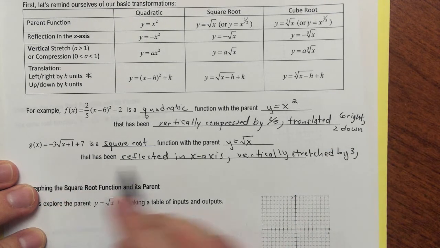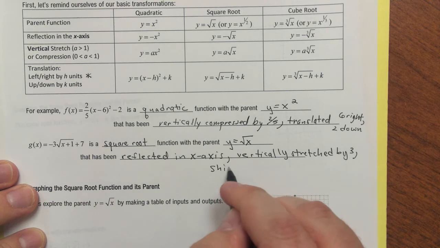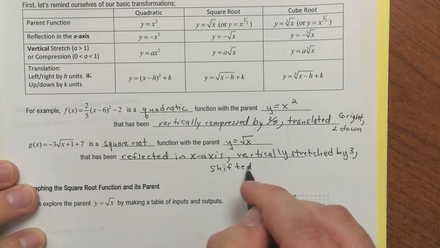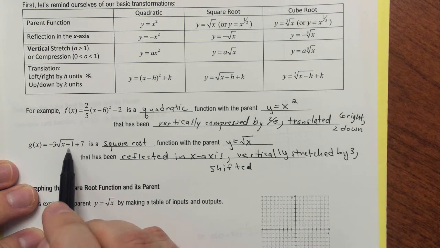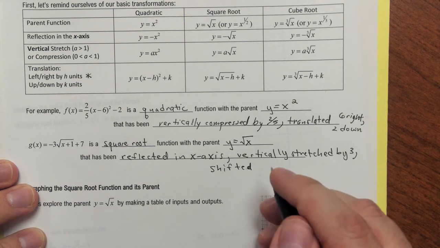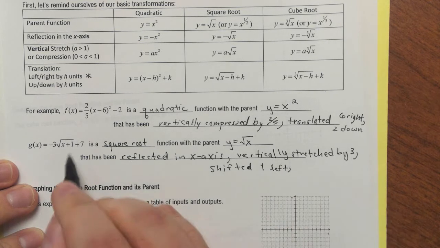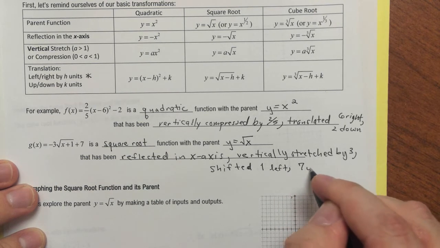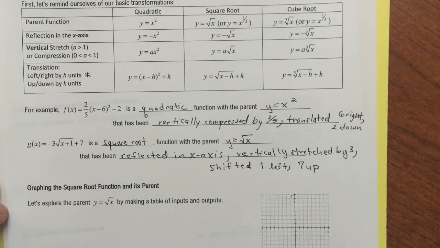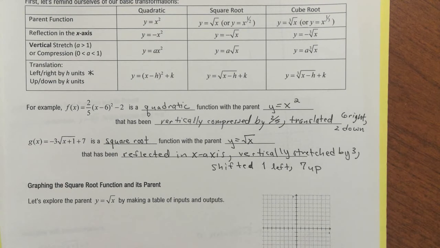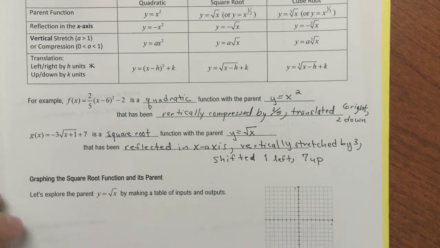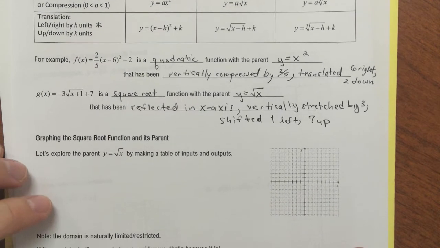And then this +1 and this +7 indicates I have shifted the graph. Horizontally, I've shifted the graph 1 unit to the left. Again, that opposite sign business. And 7 units up. So again, that's just a quick review of transformations and what they mean. This is something that comes up throughout Algebra 2, so hopefully it's as clear as it's ever going to be right now.